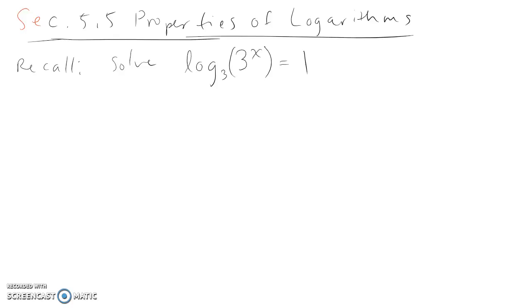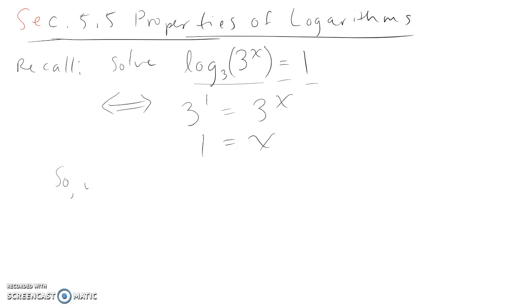Section 5.5, Properties of Logarithms. Let's recall, if we had to solve log base 3 of 3 to the x equals 1 to find x, we could rewrite this in its exponential form. We have our base 3. We know the log is the exponent 1 to get 3 to the x, so we could rewrite this equation in this manner, and we would know now that 1 is x.